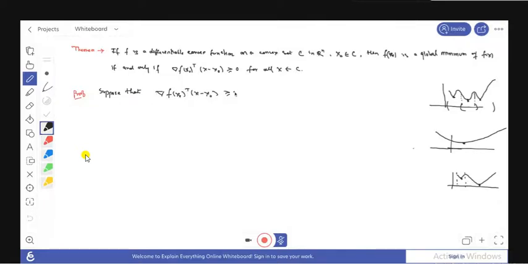This is greater or equals to 0. If this condition holds, then we have to prove that this f(x naught) value is always less or equals to the function of x for any value of x in this domain. So if this condition holds for all x that belongs to the convex set C, and you know that your function is convex.